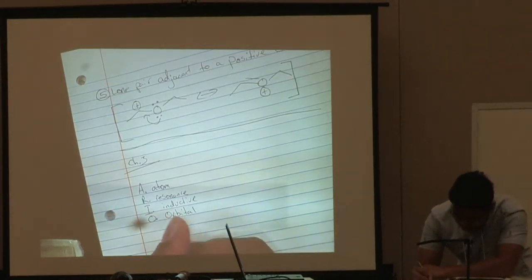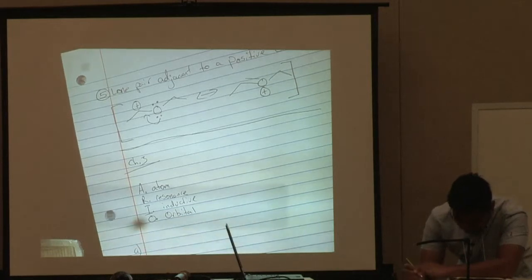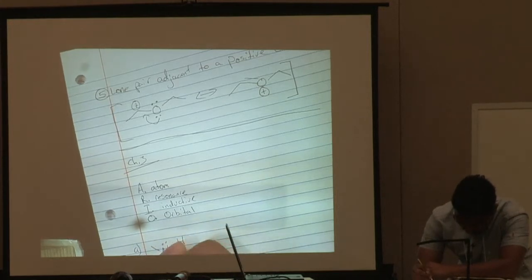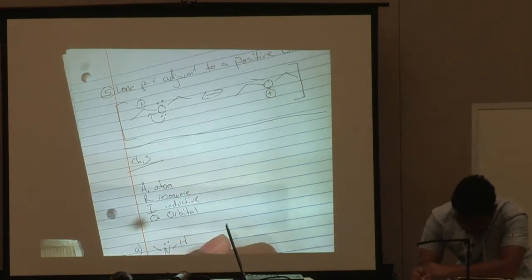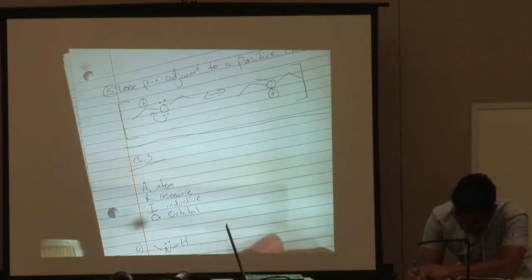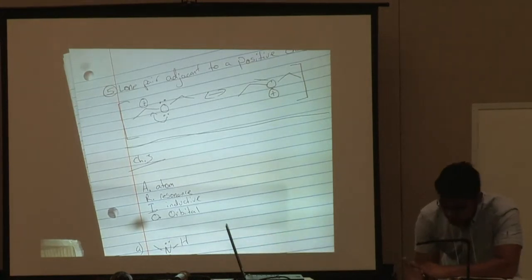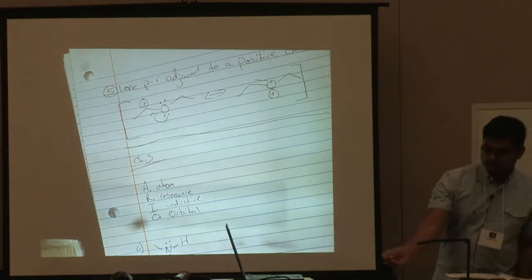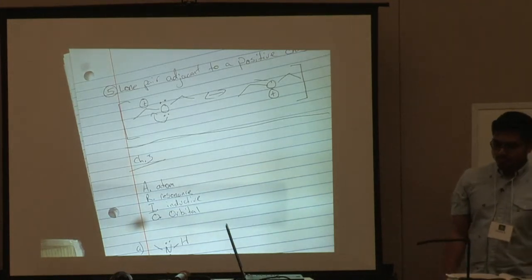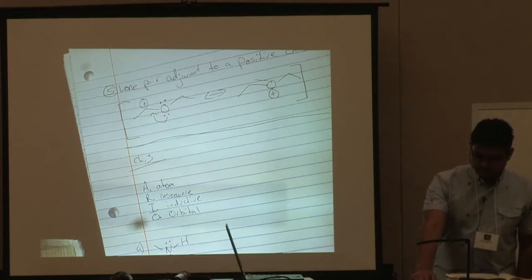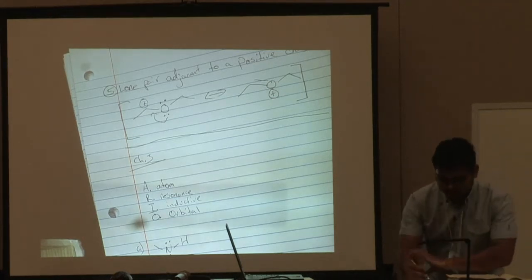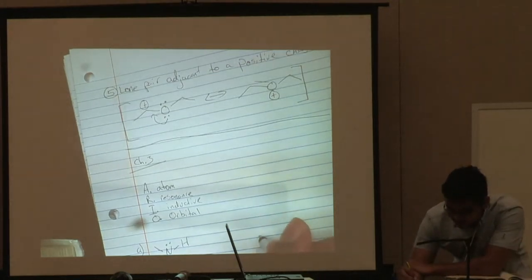So let's say we have a problem. I'm going to put this as A. We have a problem that looks like this. And the test says, find the most acidic proton and explain why. The most acidic proton is determined by your conjugate base. The conjugate base of this is going to look something like this.